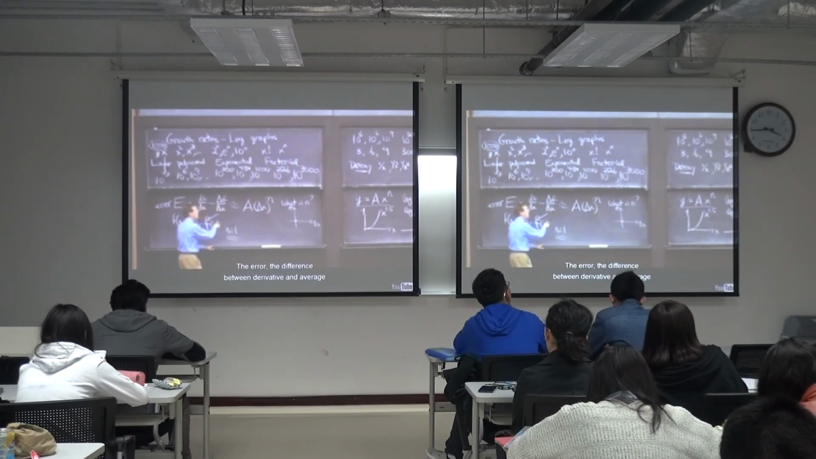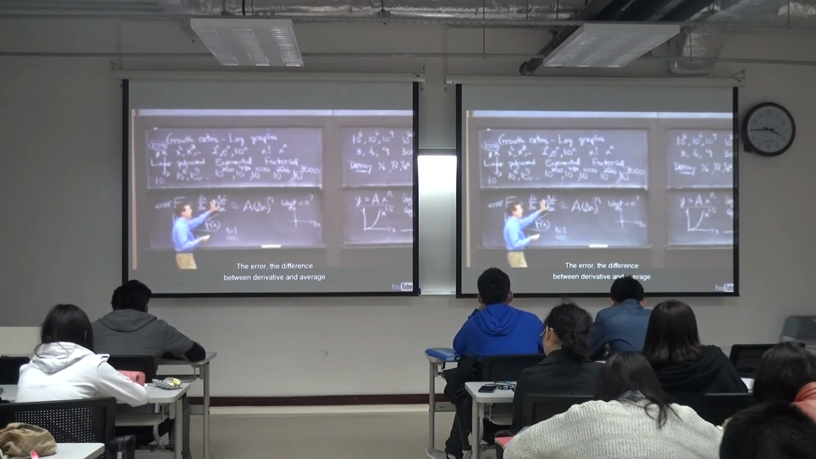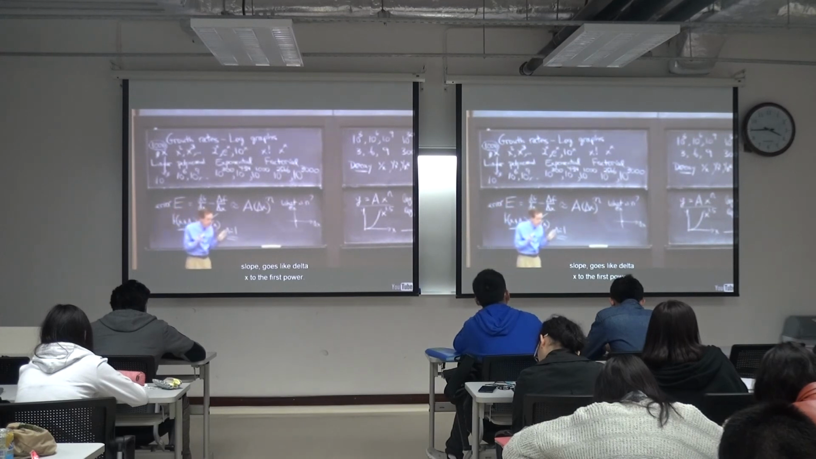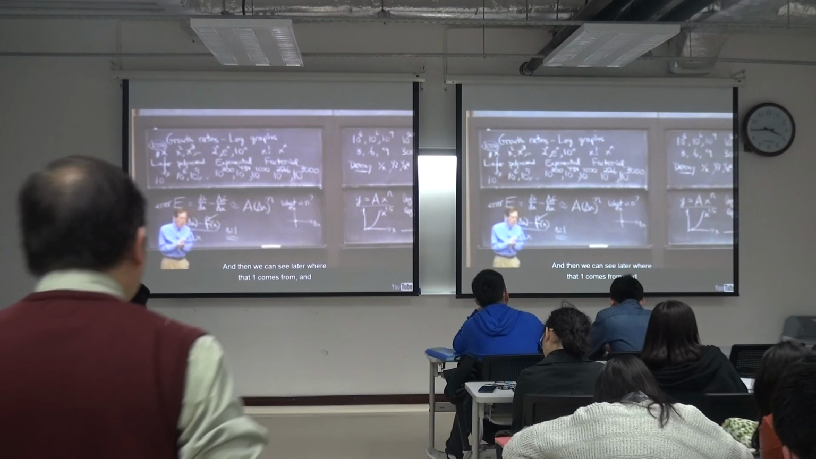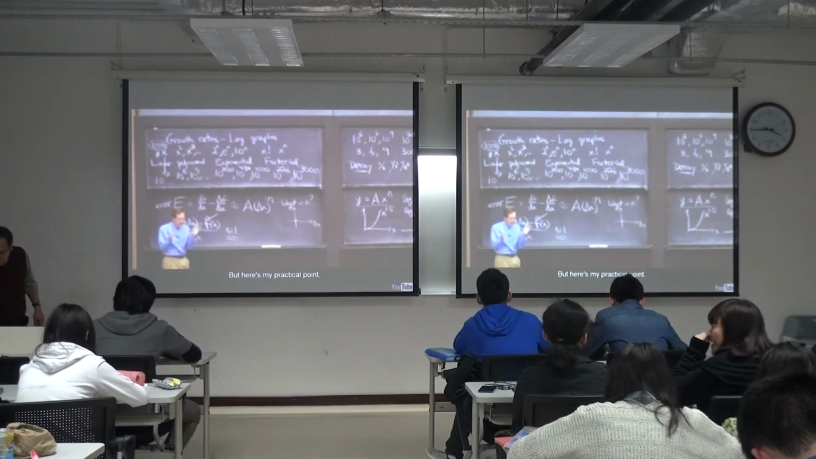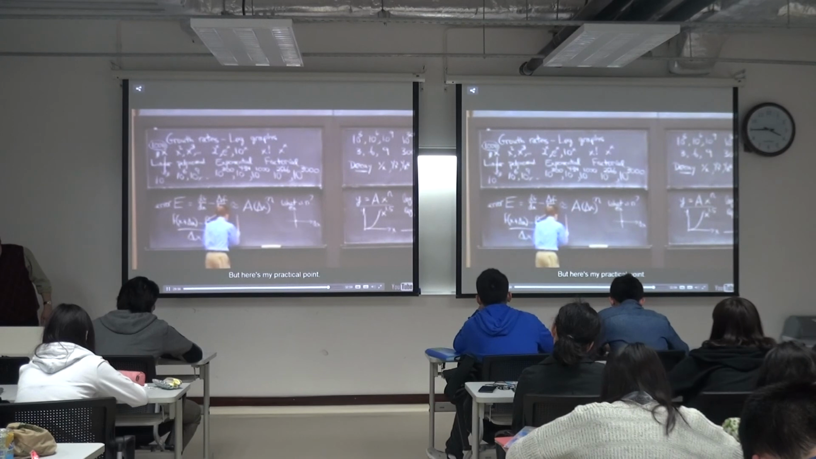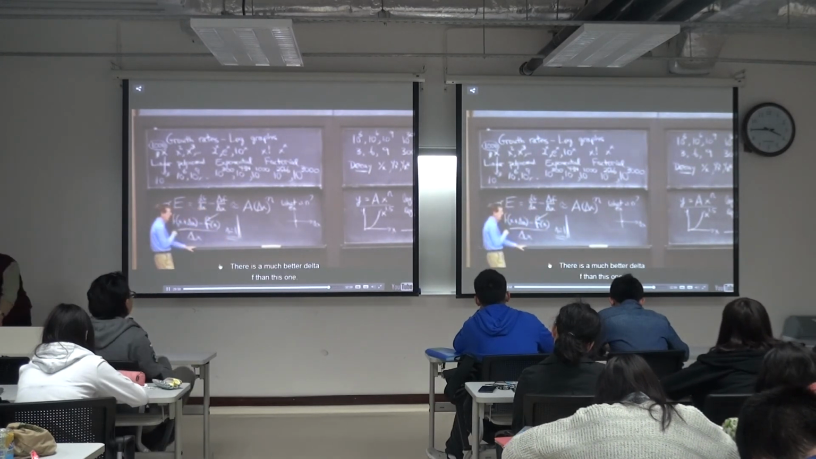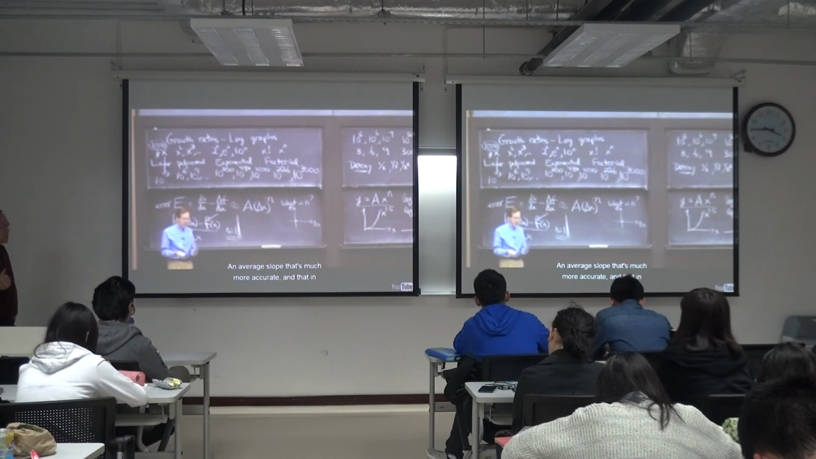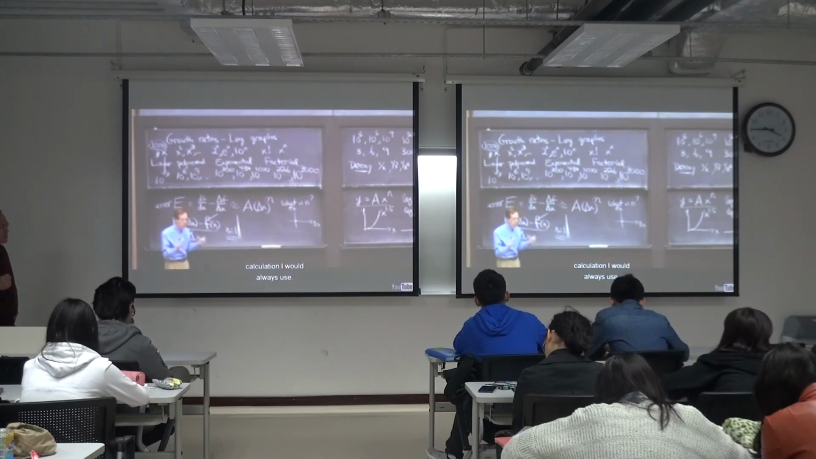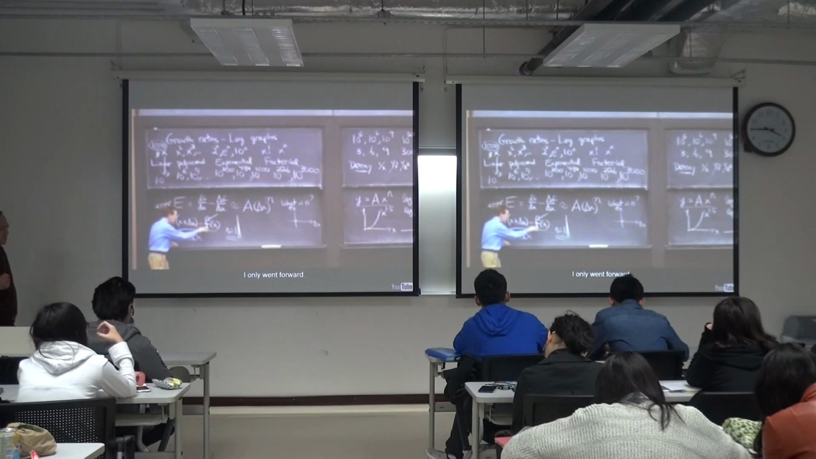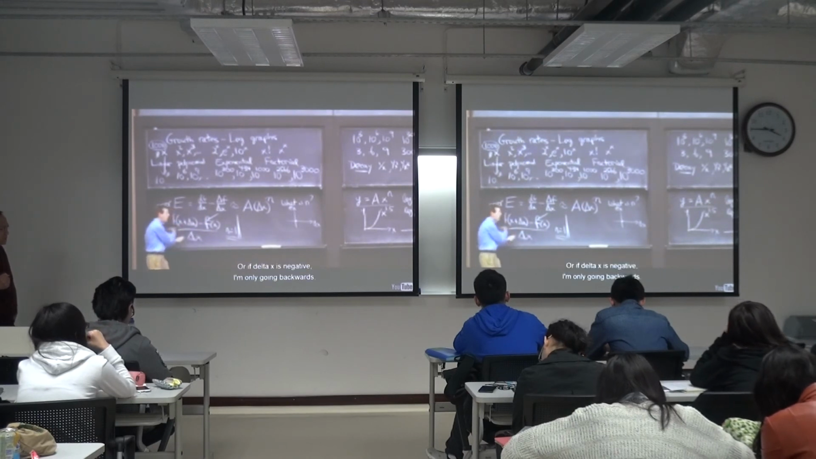The error, the difference between derivative and average slope, goes like delta x to the first power. Okay, and we can see later where that 1 comes from, and where that constant is. That's all in Taylor series. But here's my practical point. There's a much better delta f over delta x, an average slope that's much more accurate and that in calculation I would always use. The trouble with this one is, it's lopsided, it's one-sided. I only went forward. Or if delta x is negative, I'm only going backwards.